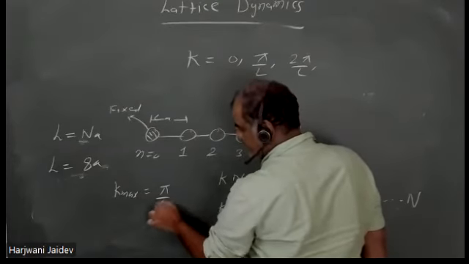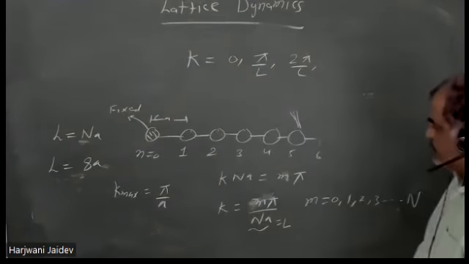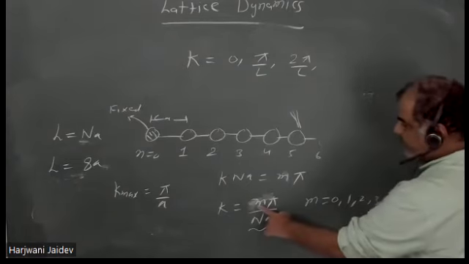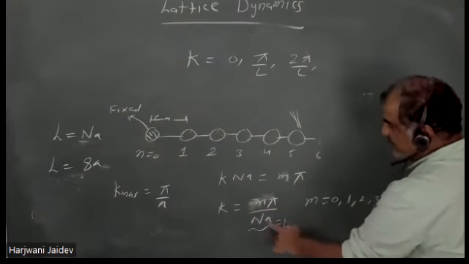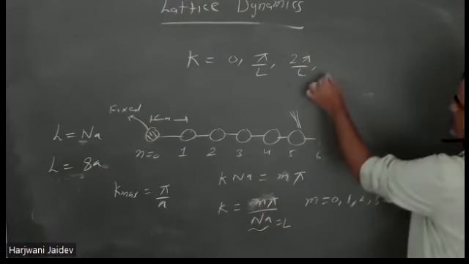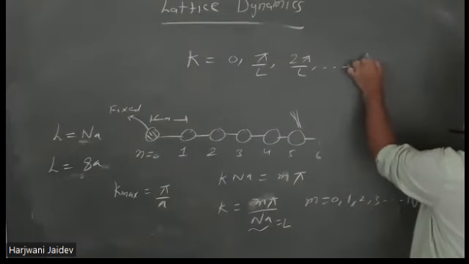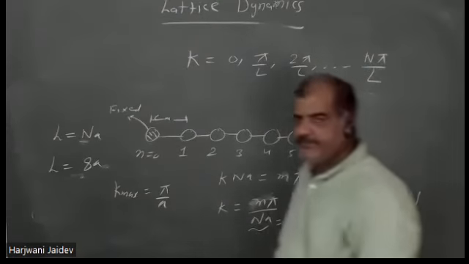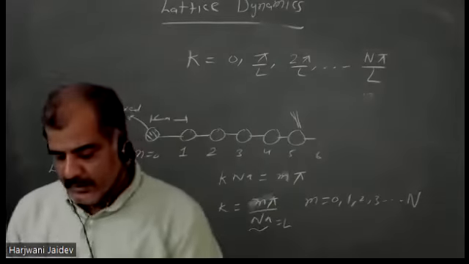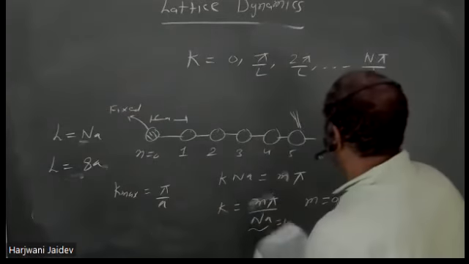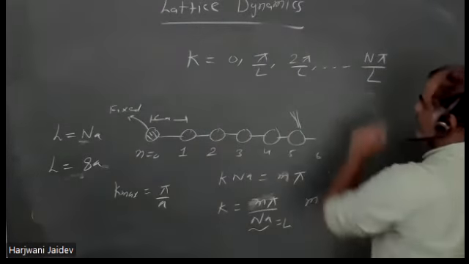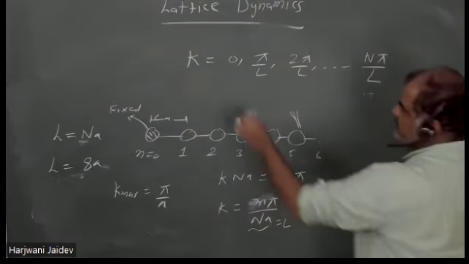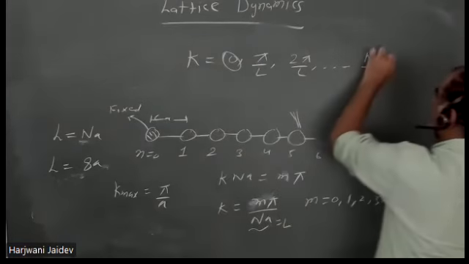Pi by a. Okay, so I can go up to maximum n pi. n cancel, literally pi by a. So I can go in such a way up to n pi by L. Correct? Yes, sir. So these are the different modes. Now out of these two modes, 0 and n pi by L.